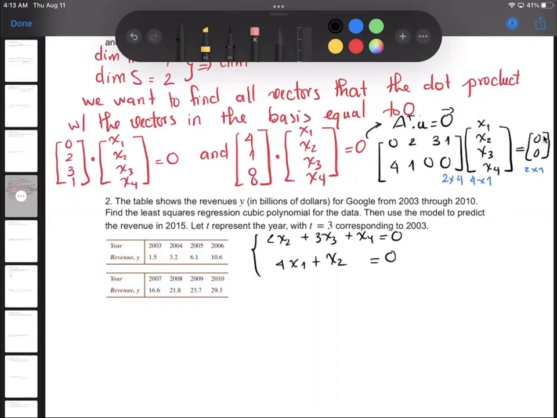Notice that x2 and x4 are free variables. So I'm going to let x2 equal s and x4 equal t. So that implies what? Maybe I'll save space right here. It implies x1 is negative s over 4, and x3 is negative t minus 2s over 3.